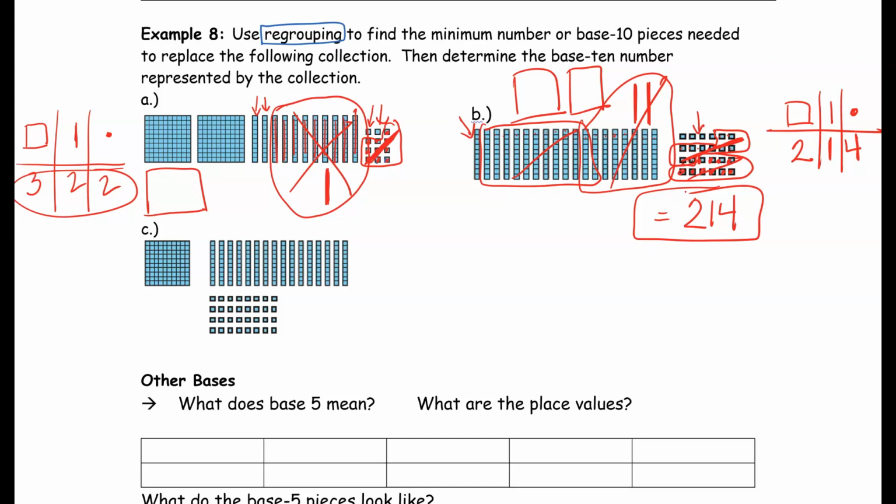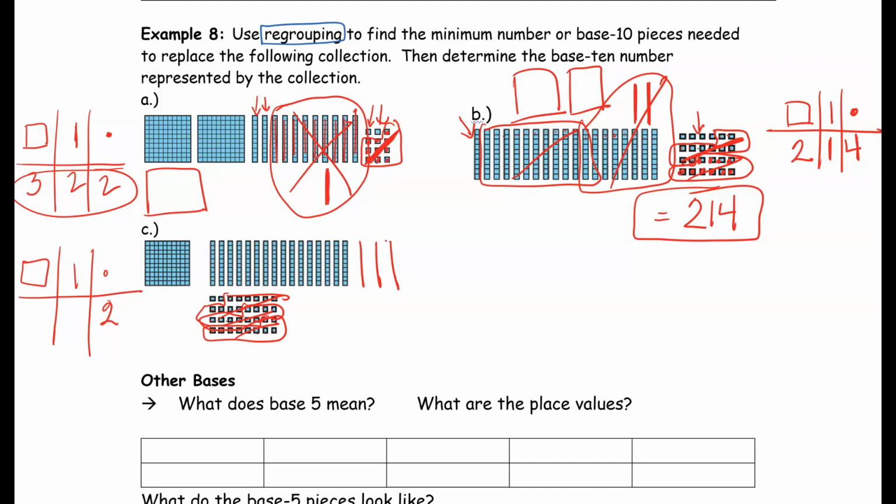So with C, let's go ahead and do regrouping. So 1, 2, 3, 4, 5, 6, 7, 8, 9, 10. That equals a long. 1, 2, 3, 4, 5, 6, 7, 8, 9, 10. We've got another long. 1, 2, 3, 4, 5, 6, 7, 8, 9, 10. So it looks like we've got 3 longs out of that. So I'm just going to write down flats, longs, units. So left over, I have 2 units after I regroup.